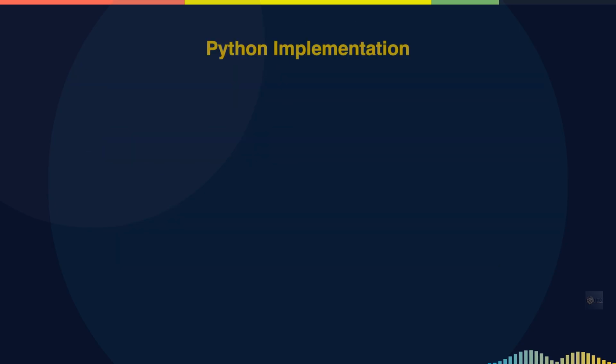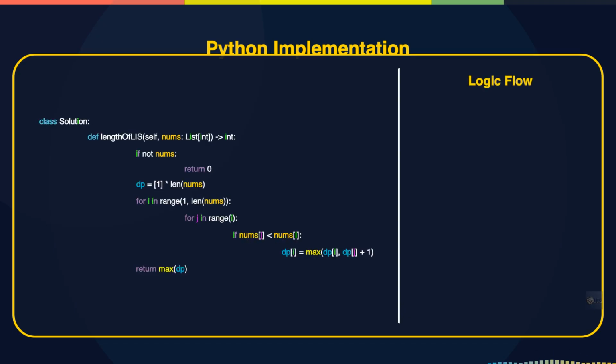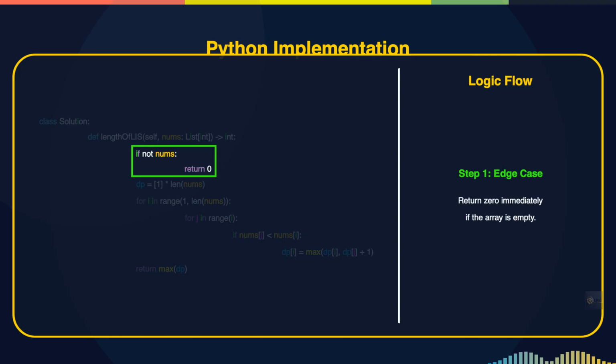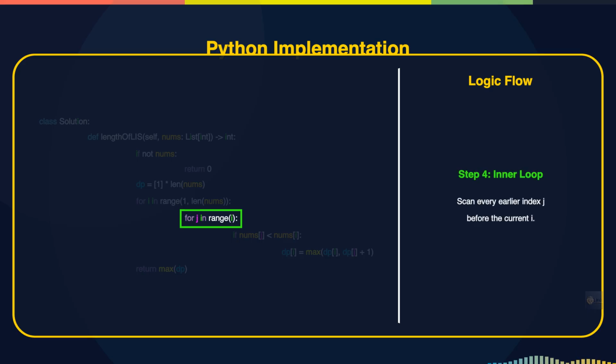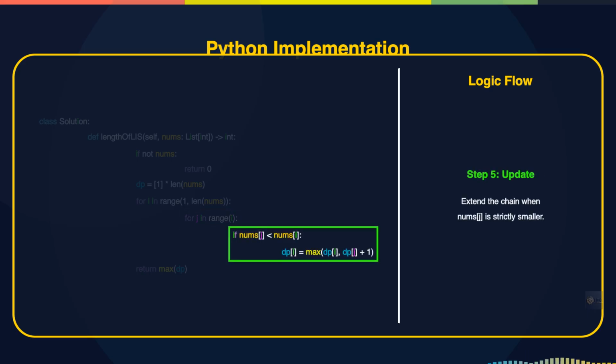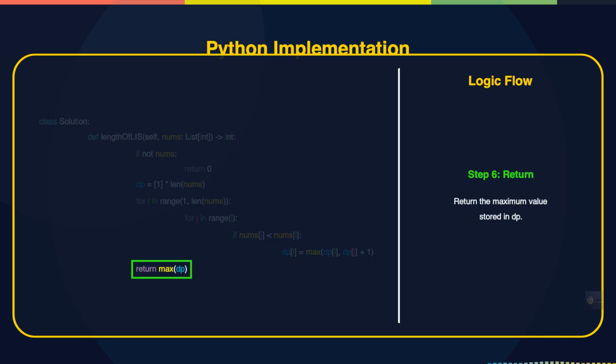Now, let us look at the Python code. We handle the empty array edge case first. We initialize DP as a list of ones with the same length as nums. The outer loop walks i from 1 to the end. The inner loop walks j from 0 to i minus 1. When nums at j is less than nums at i, we update DP at i with the max of its current value and DP at j plus 1. Finally, we return the maximum value in DP.